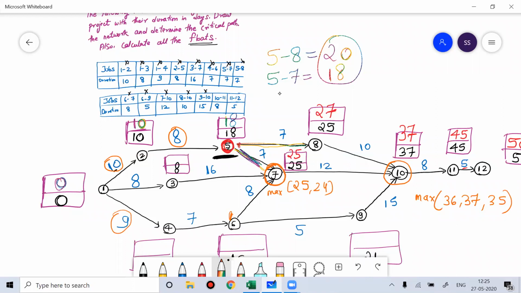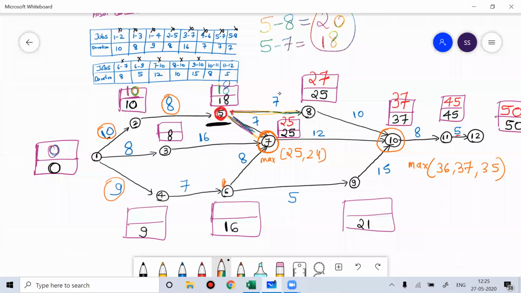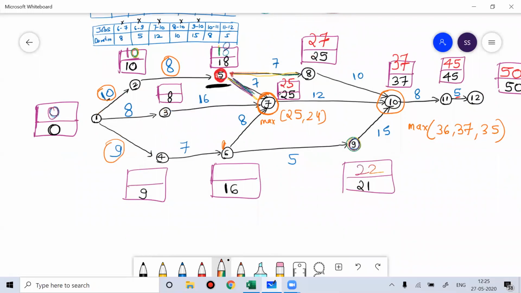Similarly, you can fill the other end of the data also. If I see node 9, this is 37 minus 15, that is how much? 22. Then 22 minus 5, that is 17.